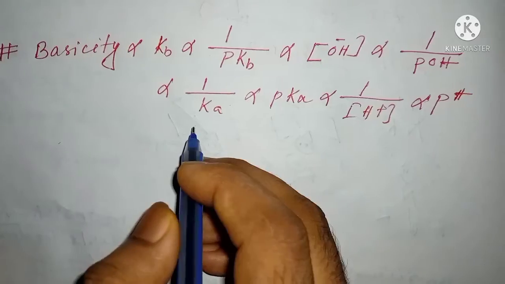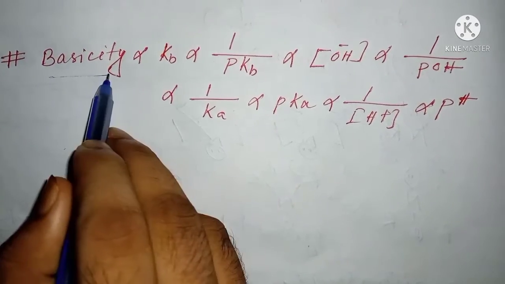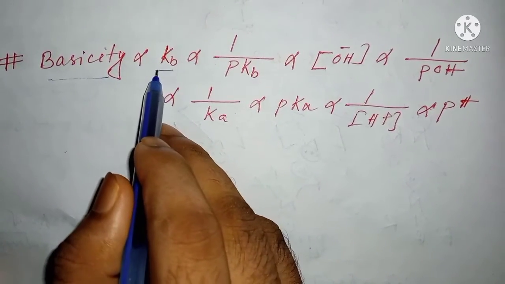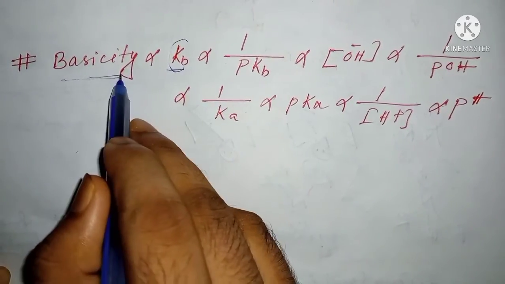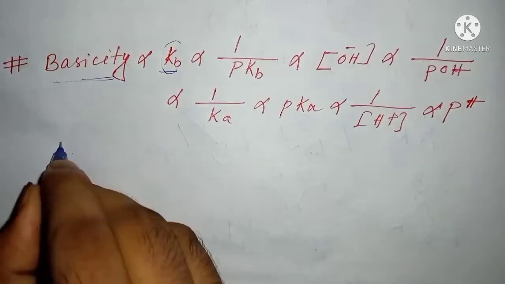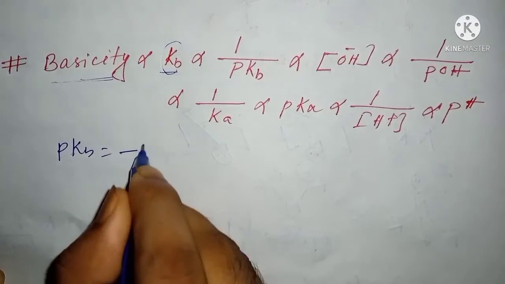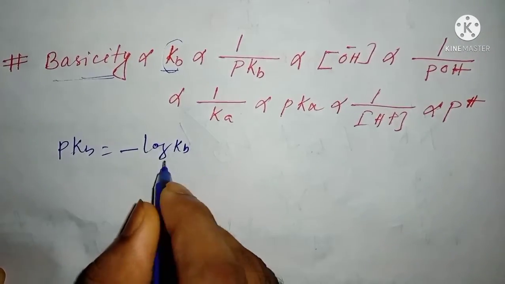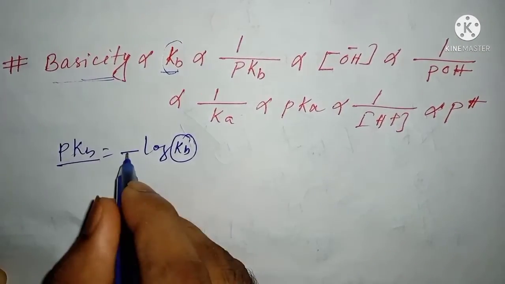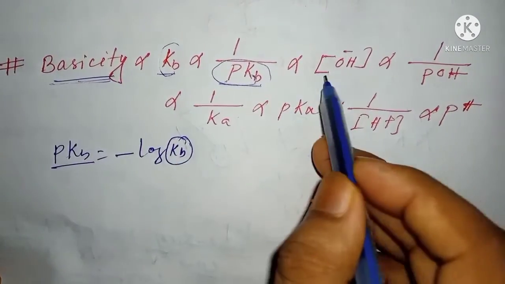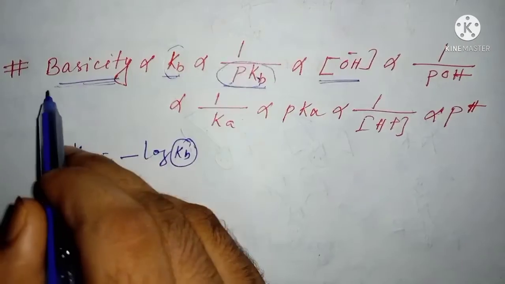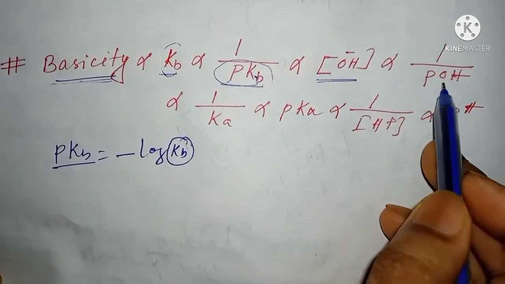Remember this. Now basicity is proportional to Kb, the basic ionization constant. As the basic ionization constant increases, basicity increases. But for pKb, we know pKb equals minus log of Kb. So as Kb increases, pKb decreases. So as pKb increases, basicity decreases. Now as OH minus concentration increases, basicity increases. This is the order for 1 by pOH.